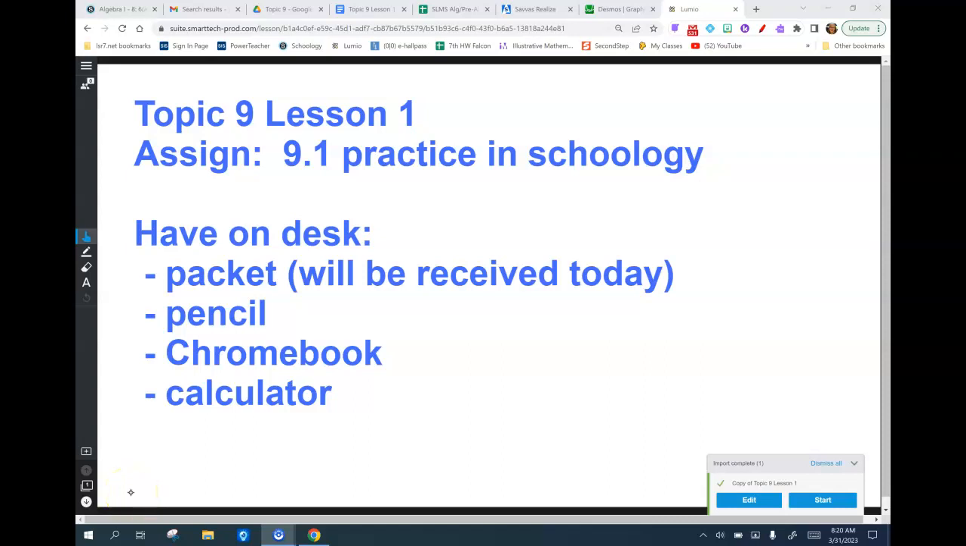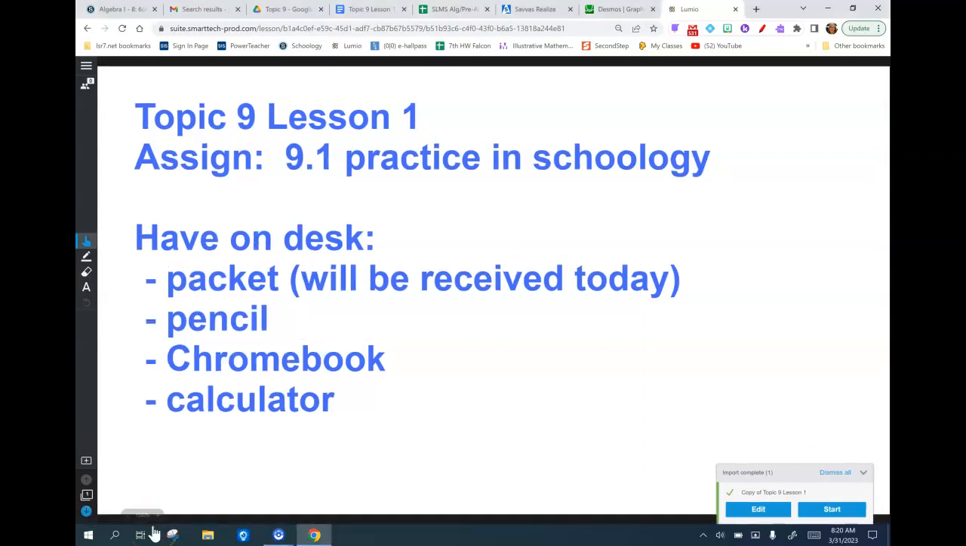So today we start topic 9, and you should have a packet to go along with this. And what we're going to be doing in topic 9 is solving quadratic equations. So we've been graphing them in topic 8, now we're going to be solving them in topic 9. And the first thing we're going to look at is just what the solutions would look like if they were graphed.